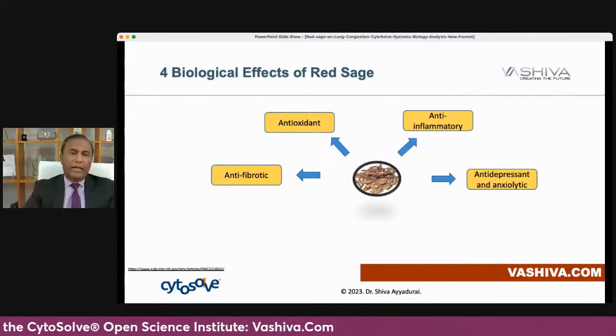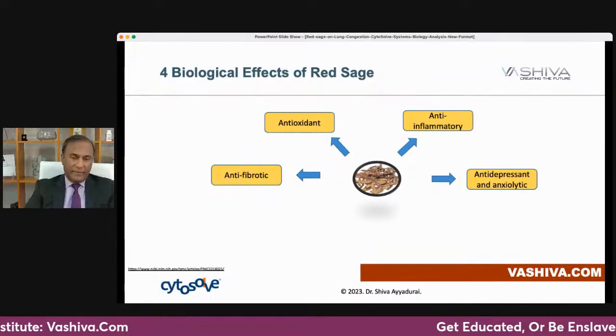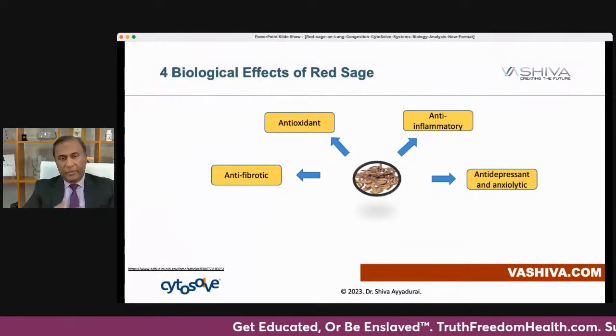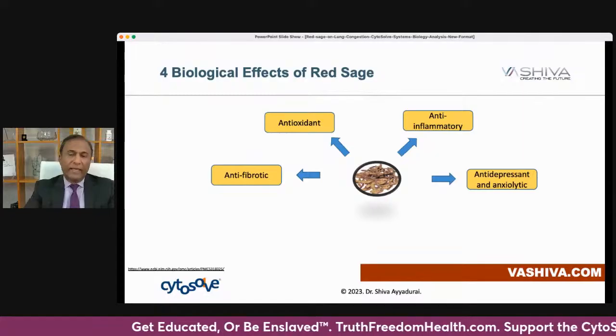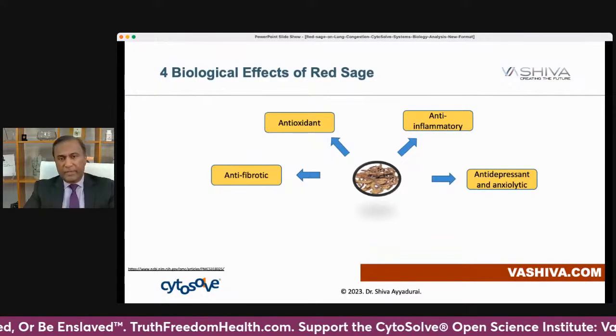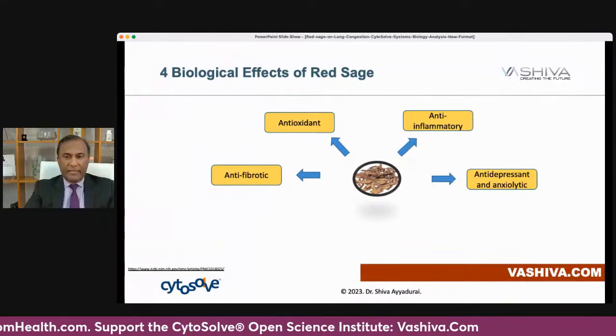But it has 4 biological effects. Biological effects are at the molecular level. First, antioxidant: red sage takes out these oxidizing components, which means it's anti-aging. Second, anti-inflammatory: you have inflammatory events taking place, and red sage will calm them down. Third, antidepressant and anxiolytic.